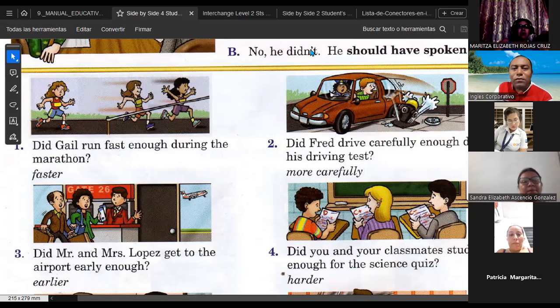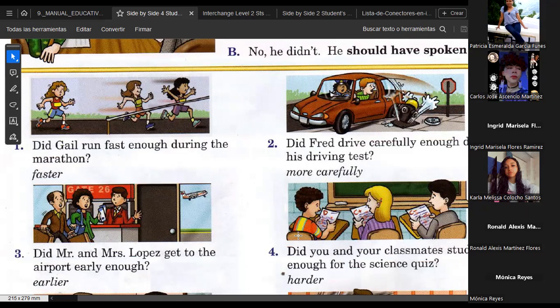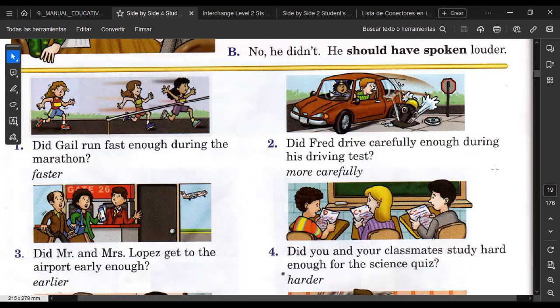Volunteer for reading, ¿voluntario para leer la pregunta de la dos? Porque estaba distraído, ponga a José. Okay, Alejandro, right? Did Freddy drive carefully during his driving test? Excellent, very good. No, he didn't.